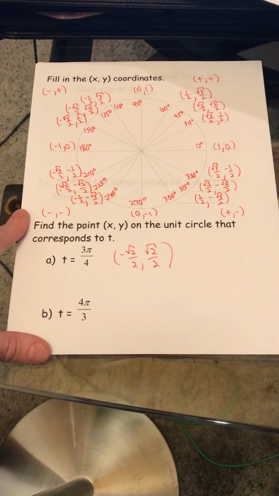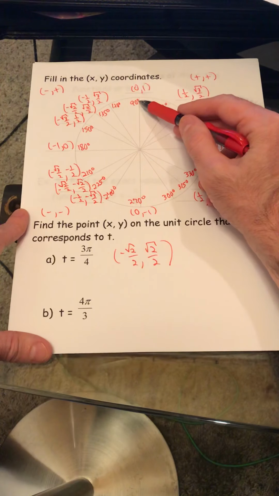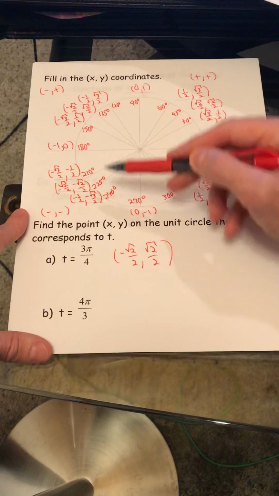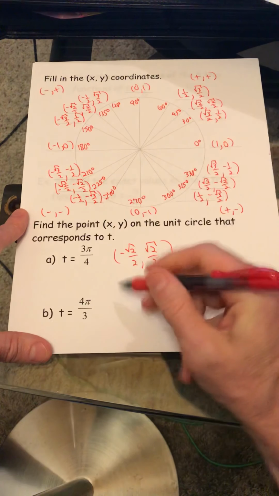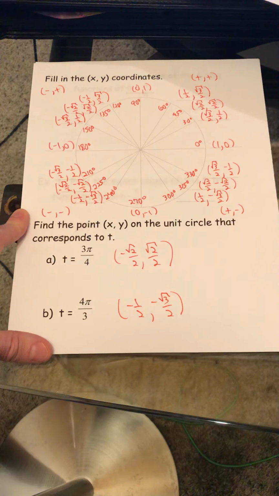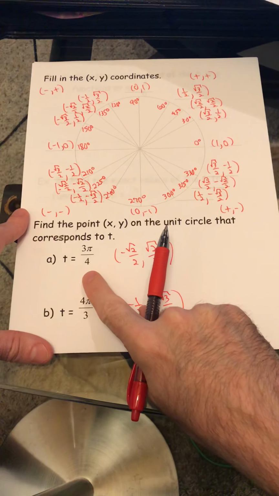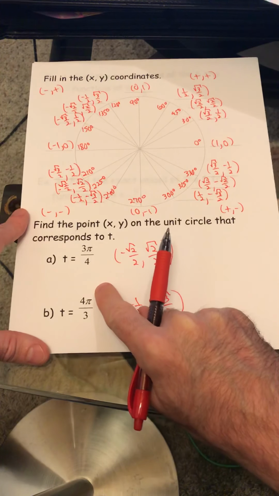4 pi/3. Well, I don't have all of my radians labeled here, which, again, not a big deal. But, again, every 30 degrees is pi/6. 1/6, 2/6, 3/6, 4/6, 5/6, 6/6, 7/6, 8/6, which is 4 pi/3. So at 240, our ordered pair is negative 1/2, negative radical 3/2. So, again, just maybe a little different way, certainly, of seeing a problem written with these.